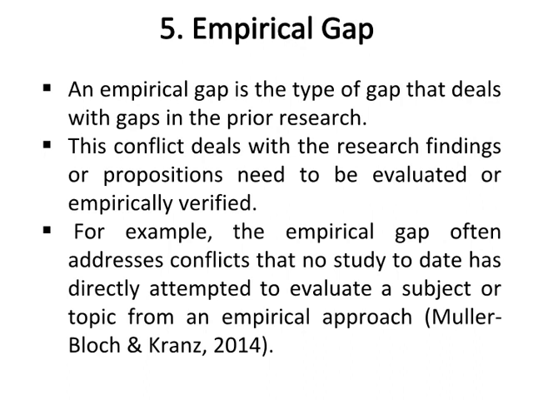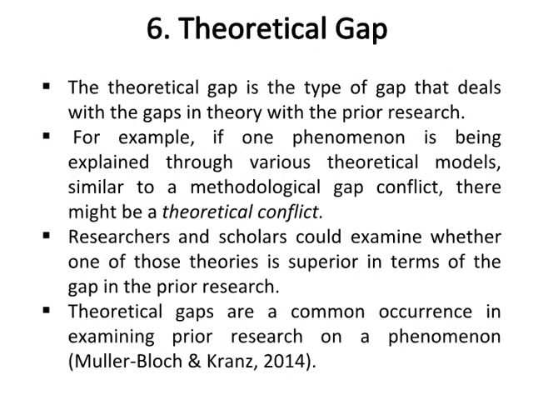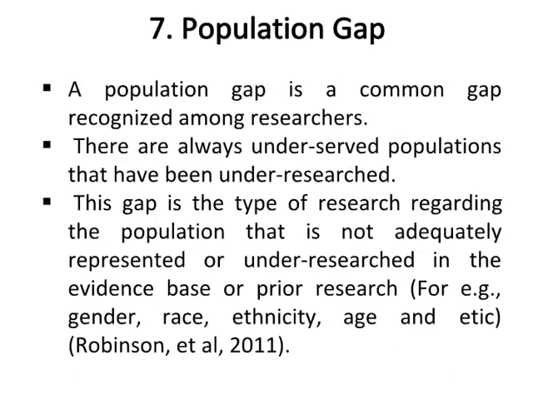Müller-Bloch and Kranz, 2014. Number 6 is theoretical gap. The theoretical gap is the type of gap that deals with the gaps in theory with the prior research. For example, if one phenomenon is being explained through various theoretical models, similar to a methodological gap conflict, there might be a theoretical conflict. Researchers and scholars could examine whether one of those theories is superior in terms of the gap in the prior research. Theoretical gaps are a common occurrence in examining prior research on a phenomenon. Müller-Bloch and Kranz, 2014.